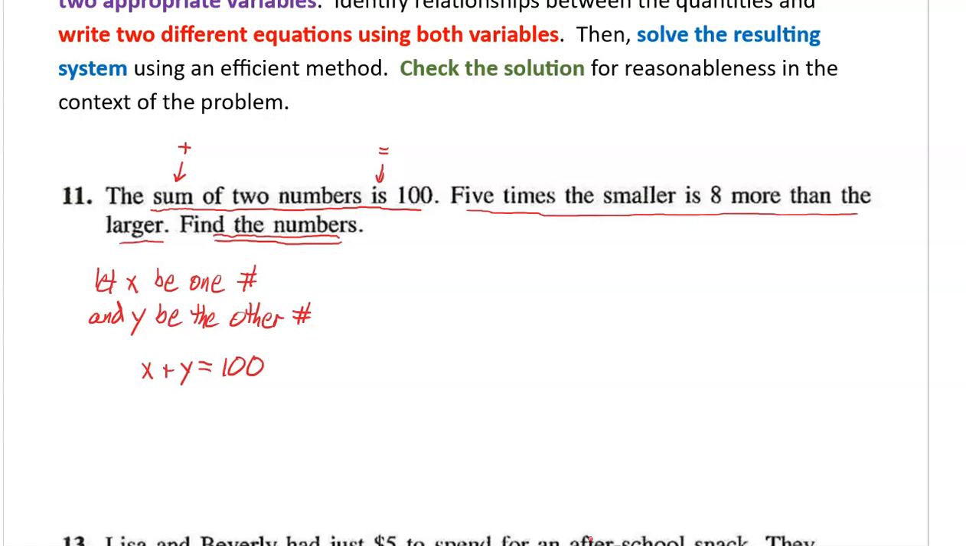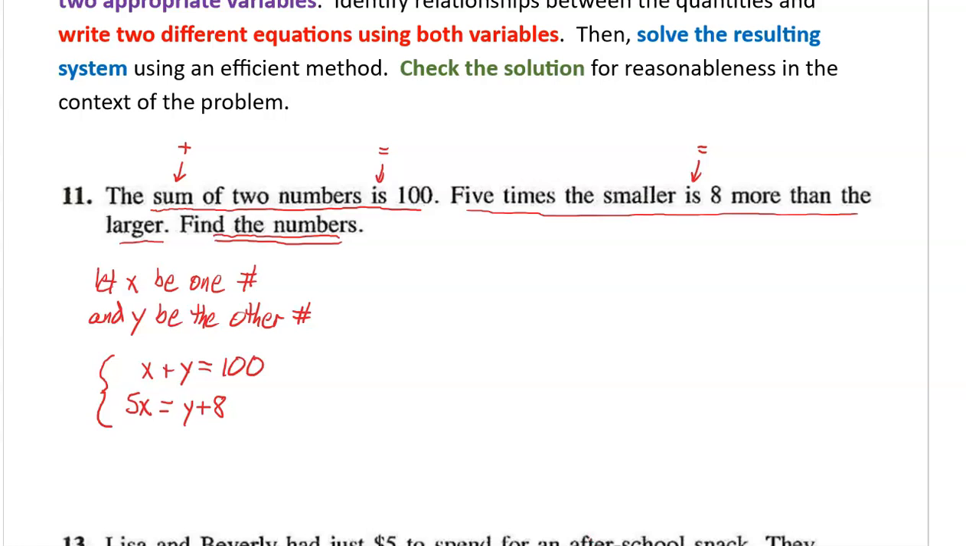Now the next sentence gives us another relationship. 5 times the smaller could be written as 5x if we're saying that x is the smaller number. Now the word is, that's an equals. And then 8 more than the larger would be y plus 8. These two equations written together, one on top of the other, is called a system. Now we're ready to solve.